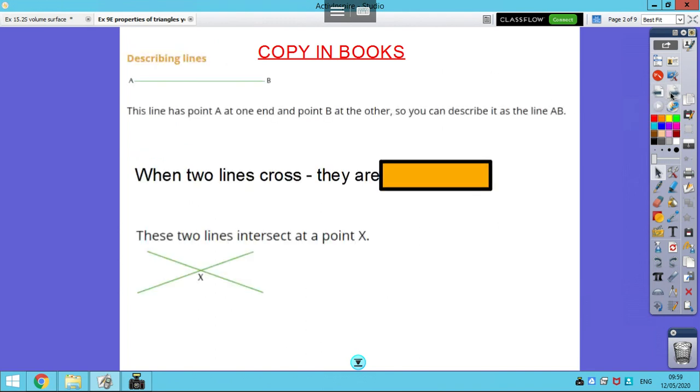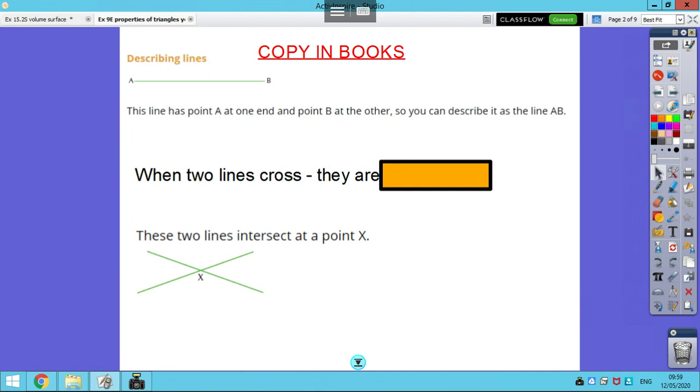Firstly, we've got to start off by identifying how we describe lines, so straight lines. If you look here, at the top it says copy into books. I want you to make notes wherever it says copy into books. Today there's going to be a lot of copying, but not so many questions, okay?